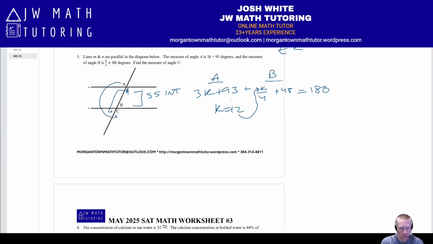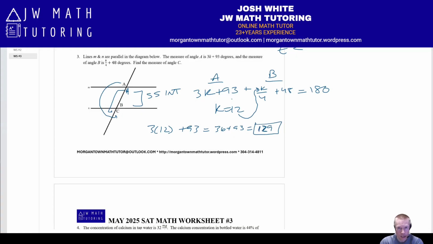So, however you want to do it, you can do 3 times 12 plus 93. That's going to be 36 plus 93. That should be 129. That is going to be our answer, by the way, 129.